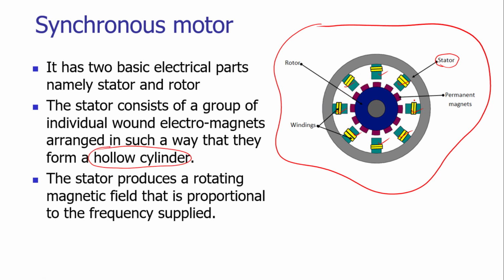These electromagnets are connected to the alternating current power supply. As these electromagnets get energized, a rotating magnetic field will be generated, and the magnitude and the direction of the rotating magnetic field depend upon the alternating current and the frequency of the AC power supply.